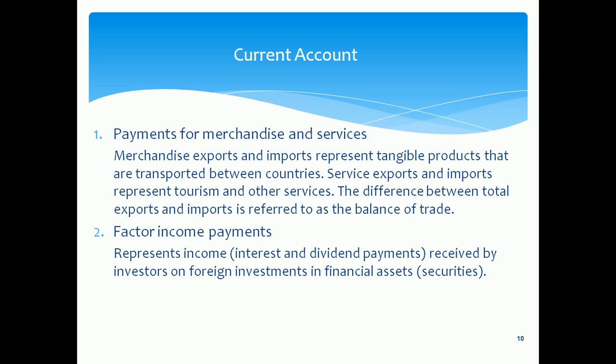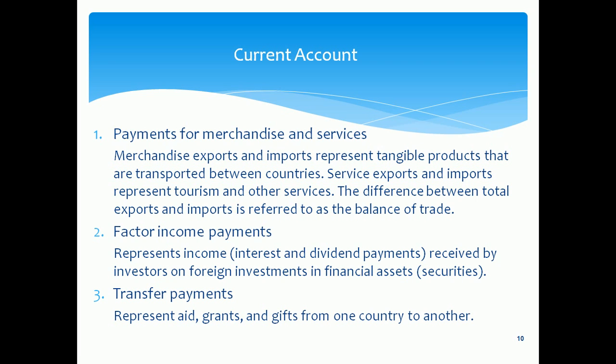Now these are basically the components. We already discussed these components. The first one is payments for merchandise and services. Merchandise exports and imports represent tangible products. Merchandise are basically tangible products, goods that are transported between countries. Services exports and imports represent tourism and other services.